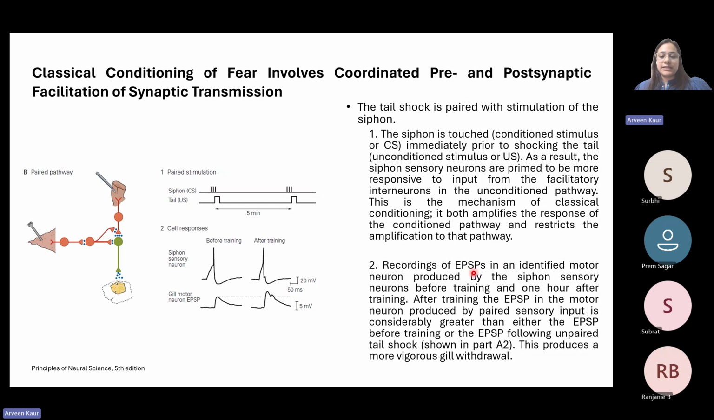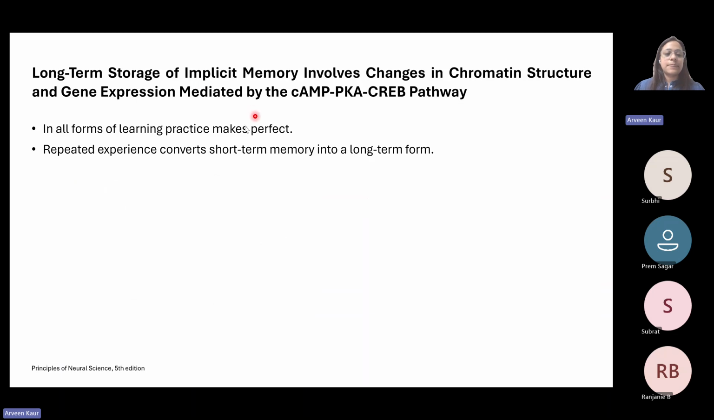So you can see over here the response is amplified instead of going down below the EPSP line. These are recordings of EPSPs in an identified motor neuron produced by the siphon sensory neurons before training and 1 hour after training. After training, the EPSP in the motor neuron produced by paired sensory input is considerably greater than either the EPSP before training or the EPSP following unpaired tail shock. This produces a more vigorous gill withdrawal as well, right?